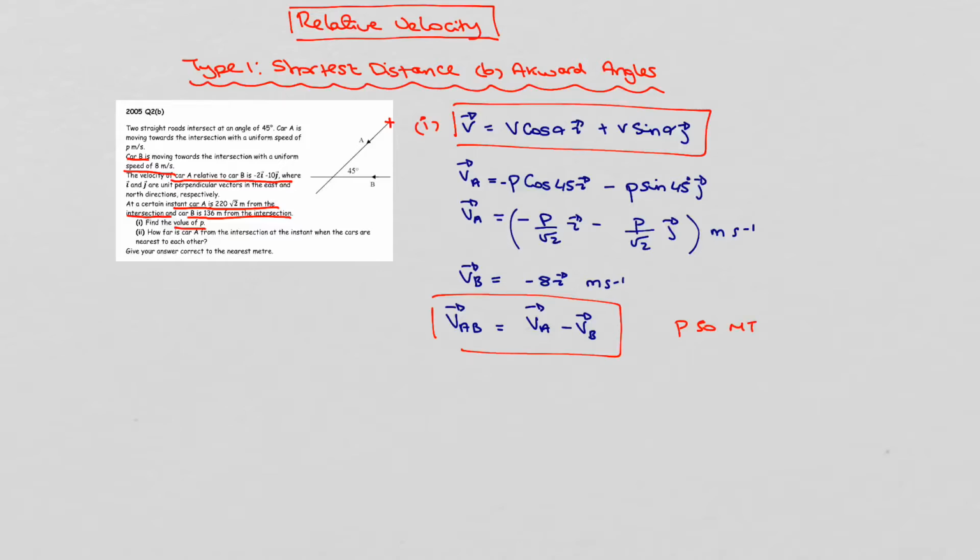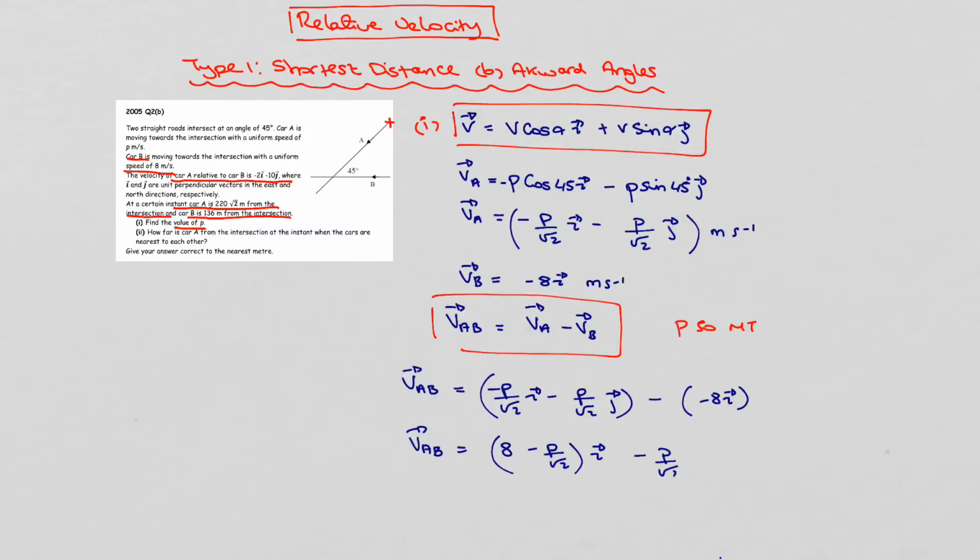Okay, so therefore if I sub in there the velocity of A relative to the velocity of B, well, A is minus p over root 2 i minus p over root 2 j, and that's going to be minus B, so that's minus minus 8i, which is going to give me plus 8i. And if I group the i's, then I have 8 minus p over root 2 in the i direction, minus p over root 2 in the j direction.